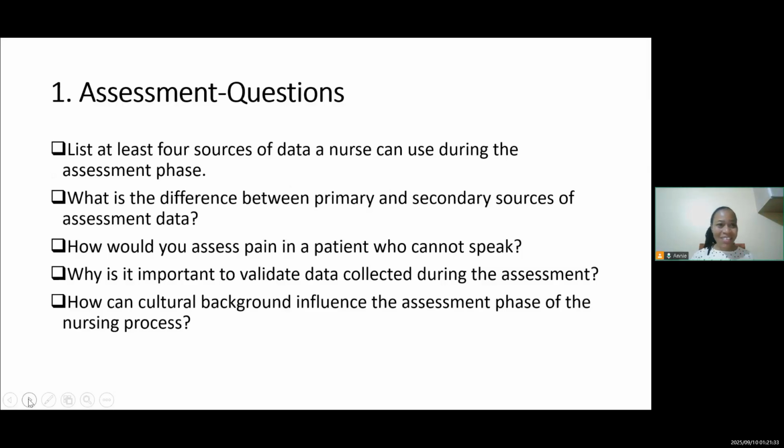Then there are 5 questions. I would like you to comment below and I'll check the answers. One, list the 4 sources of data a nurse can use during the assessment phase. Two, the difference between primary and secondary sources of data. Three, how can you as a nurse assess pain in a patient who cannot speak? Four, why is it important to validate data during assessment? And the fifth question is, how can cultural background influence the assessment phase during the nursing process?